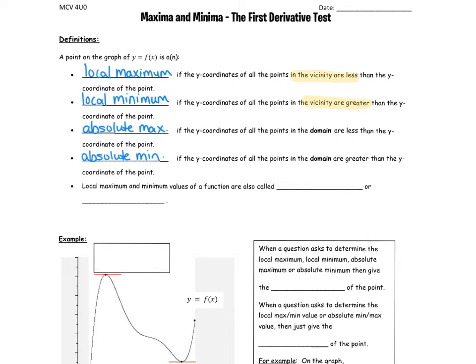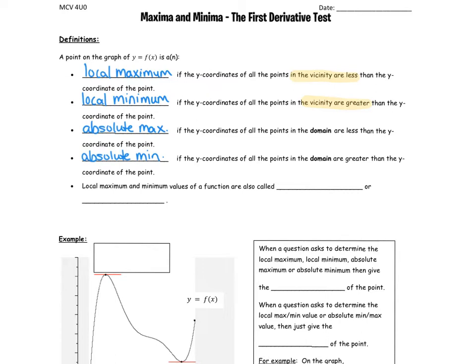Okay, so here are some definitions, and the idea here is just to distinguish between the word local and the word absolute. So it's a local max or min if the points in the vicinity or nearby are either all lower or all higher, okay? And then absolute is on the entire domain of the function or whatever we're looking at, the absolute highest point, and the absolute min would be the absolute lowest point, okay?